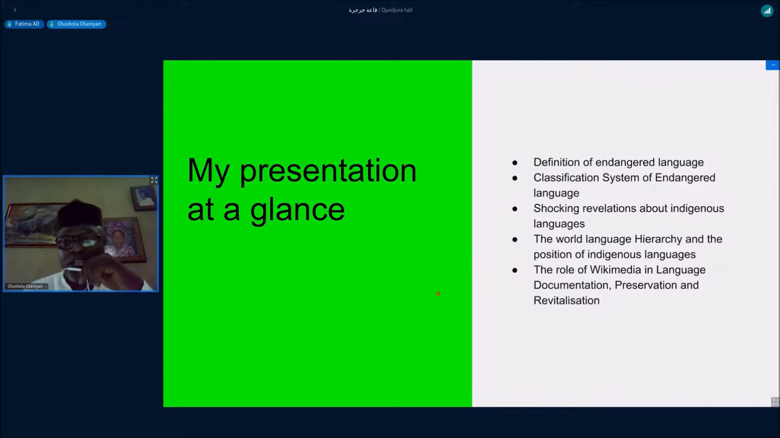So the presentation will talk about the definition of endangered language. We're also going to look at the classification system of endangered languages, some of the shocking revelations about indigenous languages. We're also going to look at the world language hierarchy and the position of indigenous languages. Also, we're going to look at the role of Wikimedia in language documentation, presentation, and revitalization.